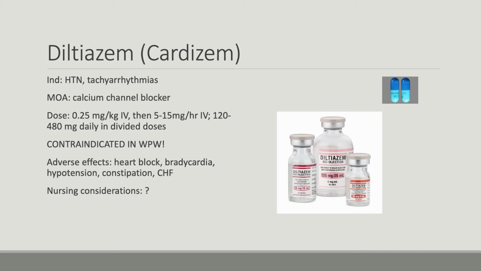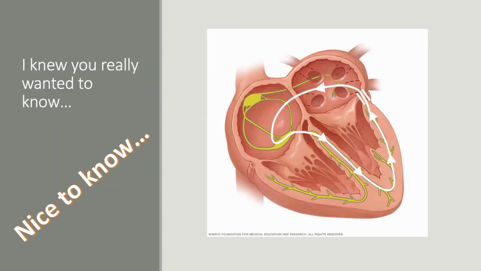Okay? We don't want to give this in heart block or in bradycardia. It can cause hypotension, which sometimes limits its use. We don't want to use it in heart failure because it just weakens the heart muscle without really doing anything beneficial for it, like beta blockers do. It just weakens it. Also can cause constipation. But the big thing is we don't want to use Diltiazem in WPW.